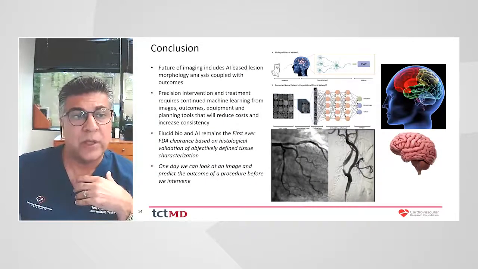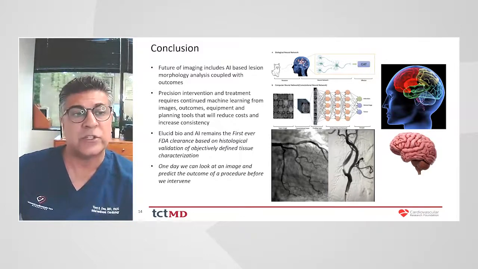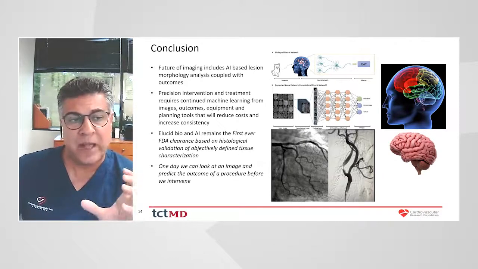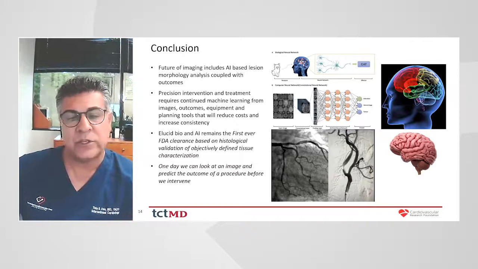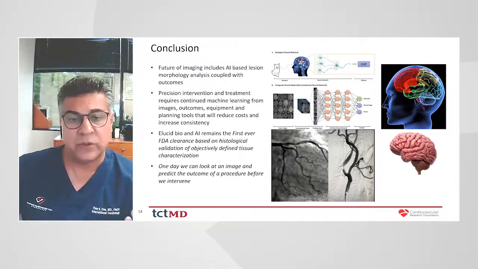So in conclusion, I think the future of this imaging, including AI-based lesion morphology analysis coupled with outcomes, particularly in the vascular space, is going to be quite important. And we're embarking on studies to help understand that. And this precise intervention and treatment combination, looking at the images, evaluating the outcomes, choosing the equipment, and planning tools for these type of cases, I think will make a big difference.